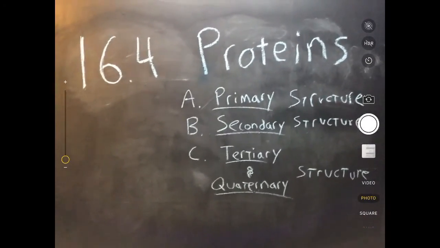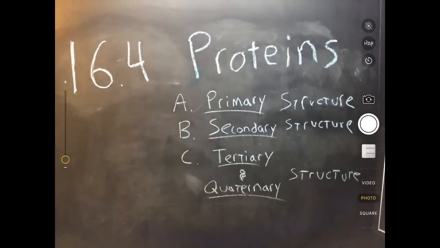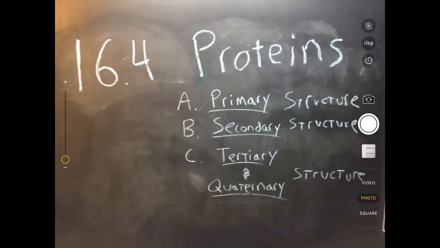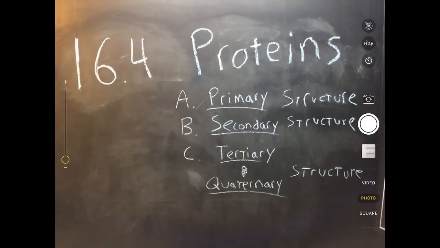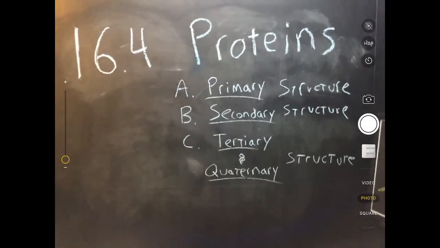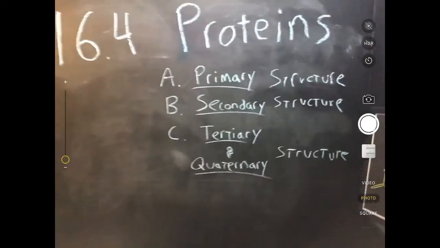Notice you see structure. So we're going to analyze what the primary structure of a protein is, what makes the secondary structure of a protein, and then finally what contributes to the tertiary and quaternary structures. So tertiary means 3, by the way, and quaternary means 4. So here you go.